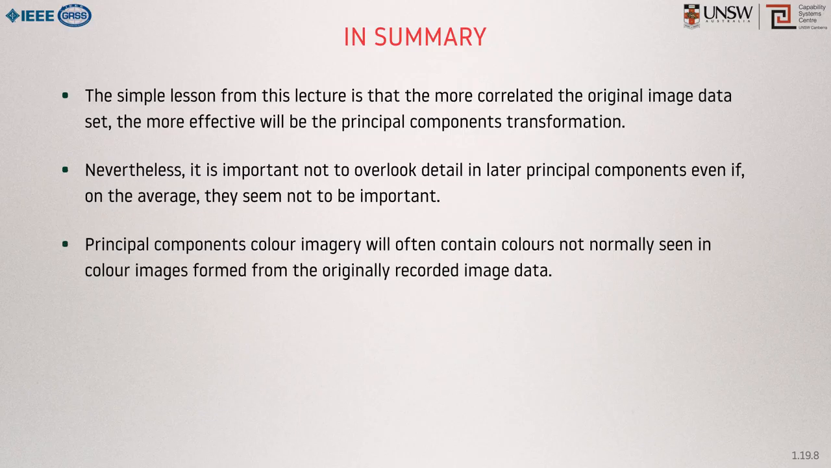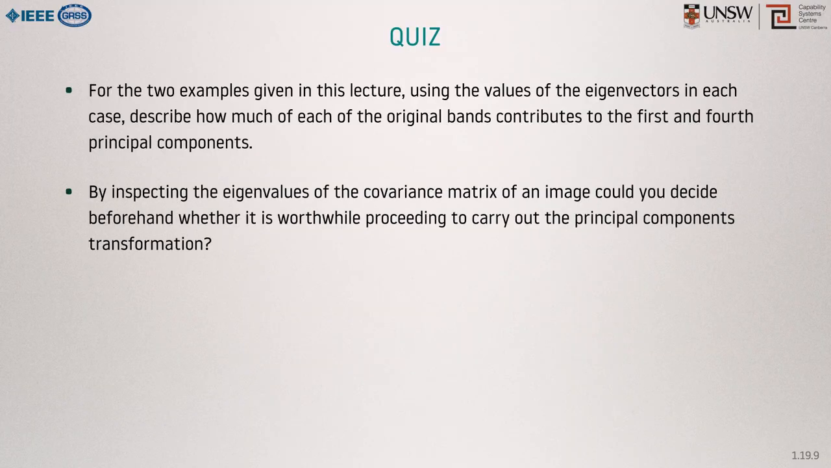Two important points emerge in this summary. First, even though later principal components may contain very little variance, they may nevertheless contain some interesting detail that is quite different from the rest of the image. Secondly, we get much better use of colour with principal components imagery than with the original data. These questions stress the importance of the actual values of the eigenvalues and eigenvectors of the covariance matrix.